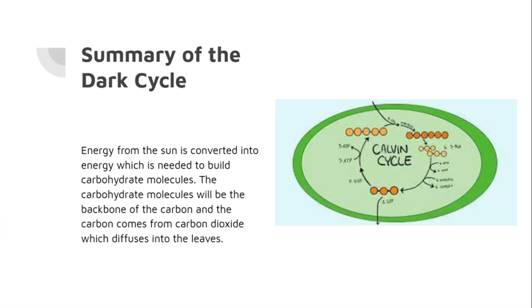In summary of the dark cycle, energy from the sun in the light cycle is converted into energy, which will be needed to build the carbohydrate molecules. These carbohydrate molecules will be the backbone of the carbon, and the carbon comes from carbon dioxide, which diffuses into the leaves from the atmosphere.